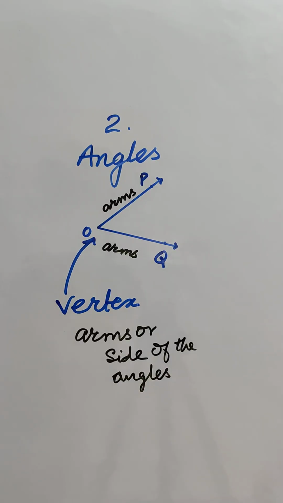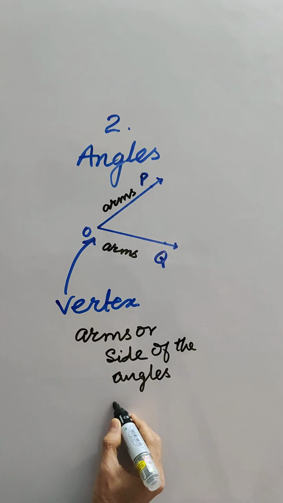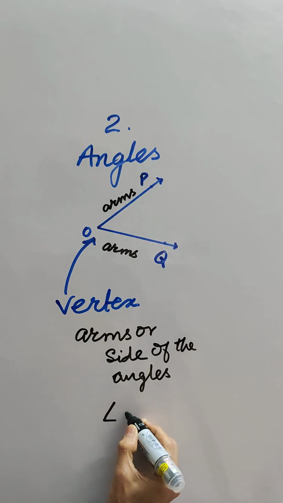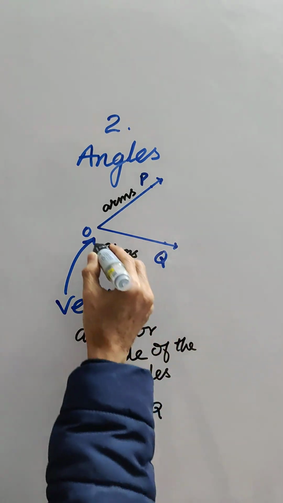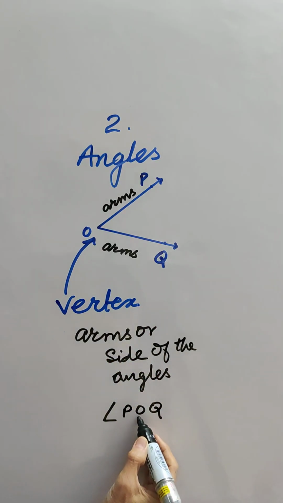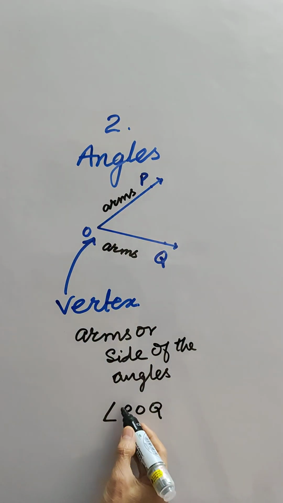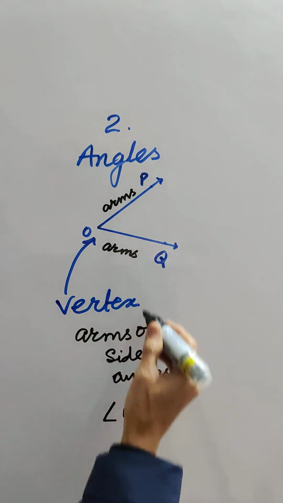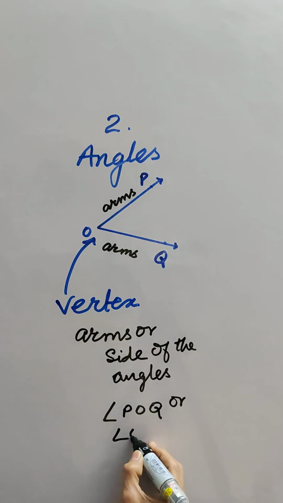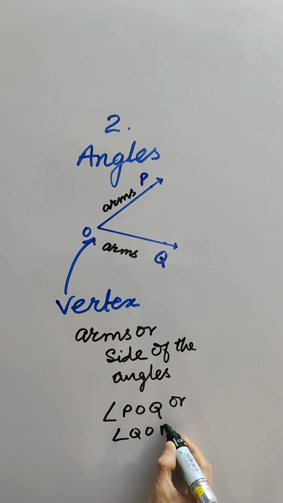We denote it as angle POQ, keeping the vertex in the middle. O is kept in the middle. Angle POQ, or we can also denote it as angle QOP.